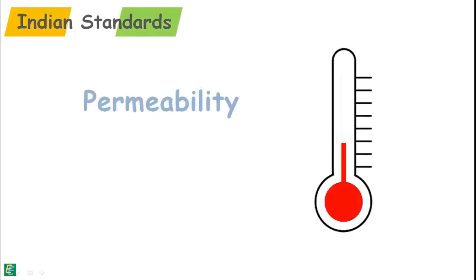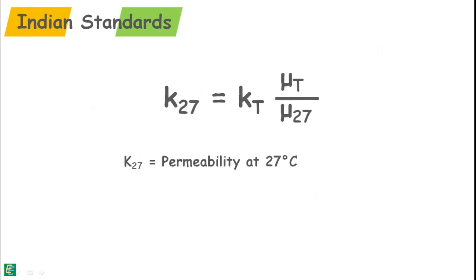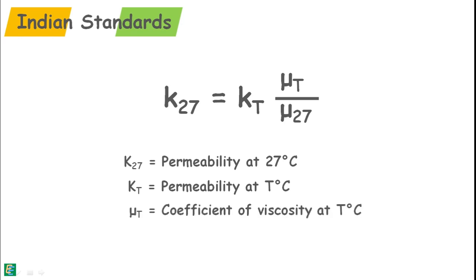According to the Indian standards, we report the permeability values at 27 degrees Celsius temperature. So, if we measure the temperature of the water as T degrees Celsius, then using this formula, we can calculate the permeability at 27 degrees Celsius. Here, K27 is the permeability of the soil at 27 degrees Celsius. Kt is the permeability of the soil at test temperature T. Mu T is the coefficient of viscosity at test temperature T. And mu 27 is the coefficient of viscosity at 27 degrees Celsius.